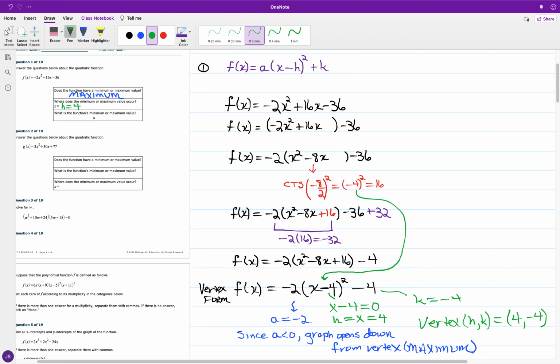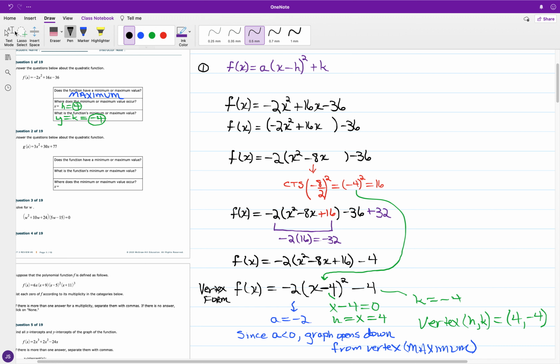And what is the function's minimum or maximum value? That is going to be your y value, or in this case the k value at negative 4. So you have y is equal to k is equal to negative 4. So the function has a maximum, and the maximum is going to occur at x is equal to 4, and the maximum value is going to be negative 4.